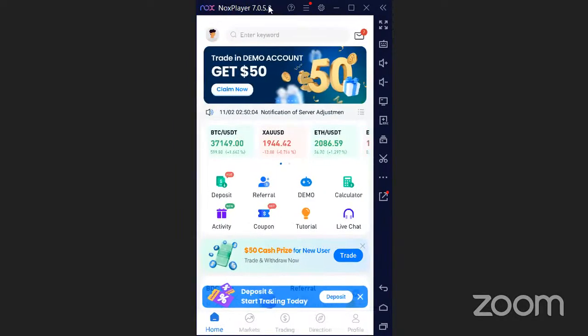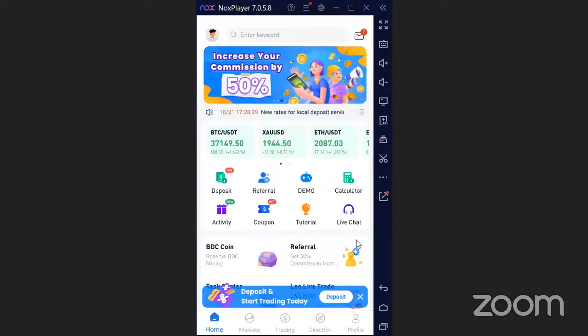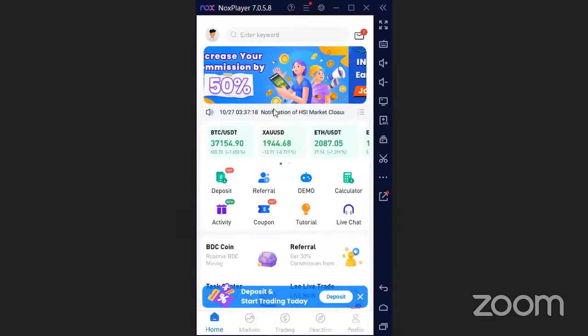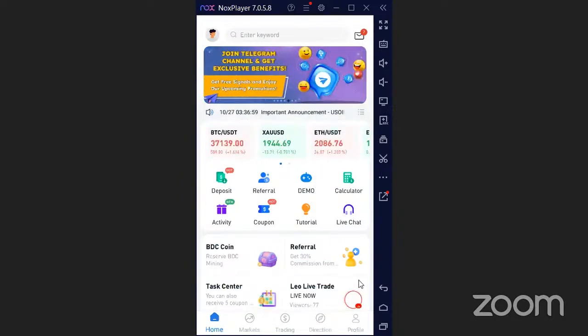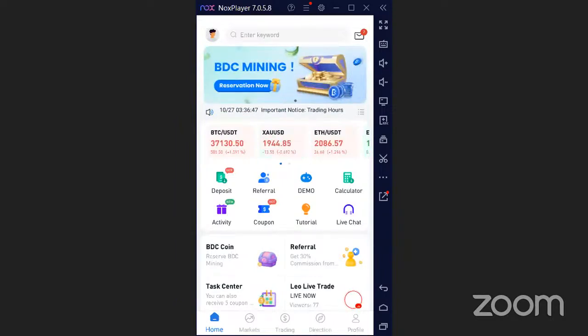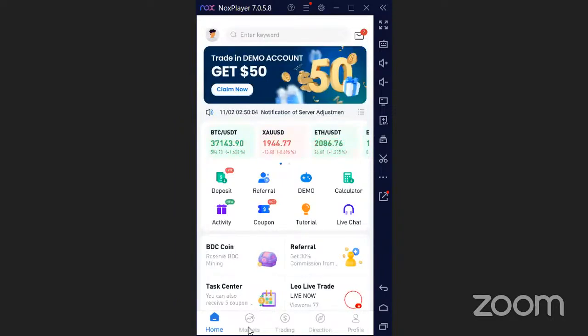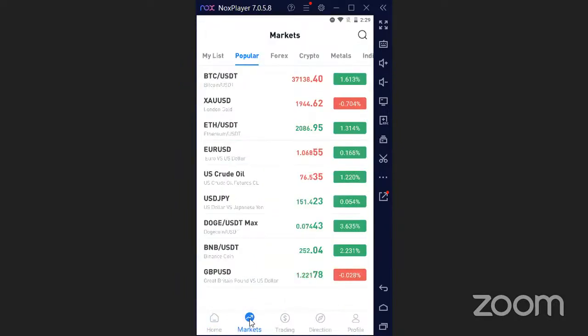Please bear with me if this is very small, but this is the best I can do for now. All right. So here we have our BTCDANA. If you want to trade generally, any pair you want to trade, the first thing you need to do is go to market. Click on markets, and it will bring you to where you can find your assets, the instruments you want to trade.